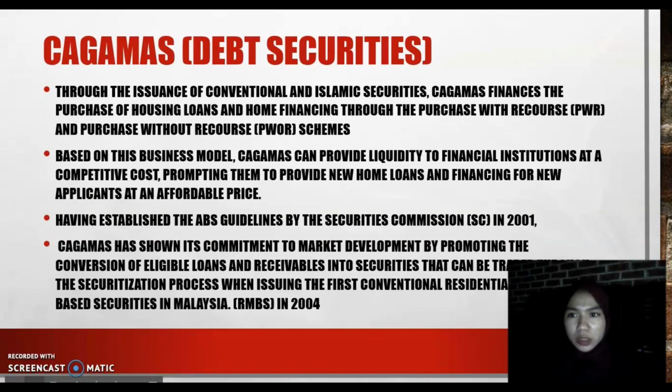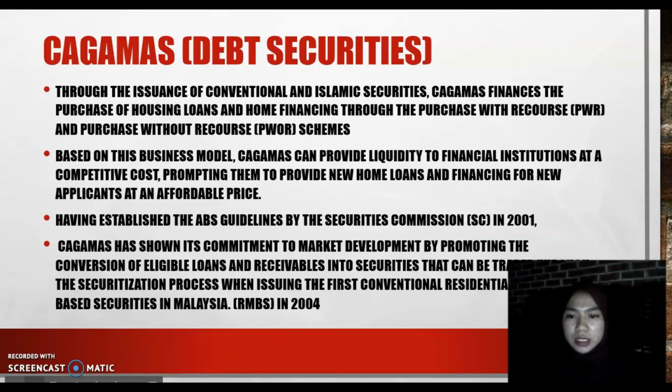Next, the last one is Cagamas debt securities. Through the issuance of conventional and Islamic securities, Cagamas finances the purchase of housing loans and home financing through the purchase with recourse (PWR) and purchase without recourse (PWOR) schemes. Based on this business model, Cagamas can provide liquidity to financial institutions at a competitive cost, prompting them to provide new home loans and financing for new applicants at an affordable price.